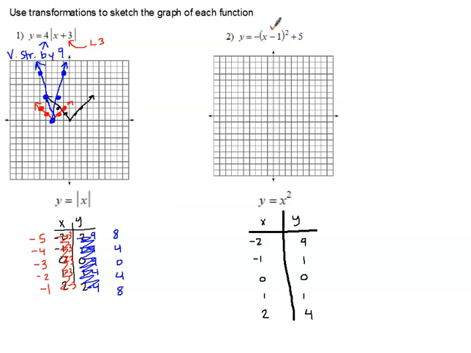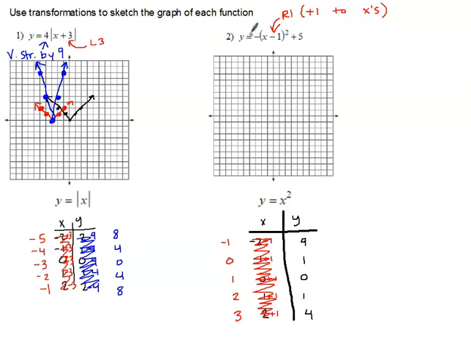Working from the inside out, the first thing I'm going to do is shift everything to the right 1. Or I'm adding 1 to all of the x's. So I take my entire x column and I add 1. Negative 2 plus 1 is negative 1. Negative 1 plus 1 is 0. 0 plus 1 is 1. 1 plus 1 is 2. 2 plus 1 is 3. Those are my new x values.